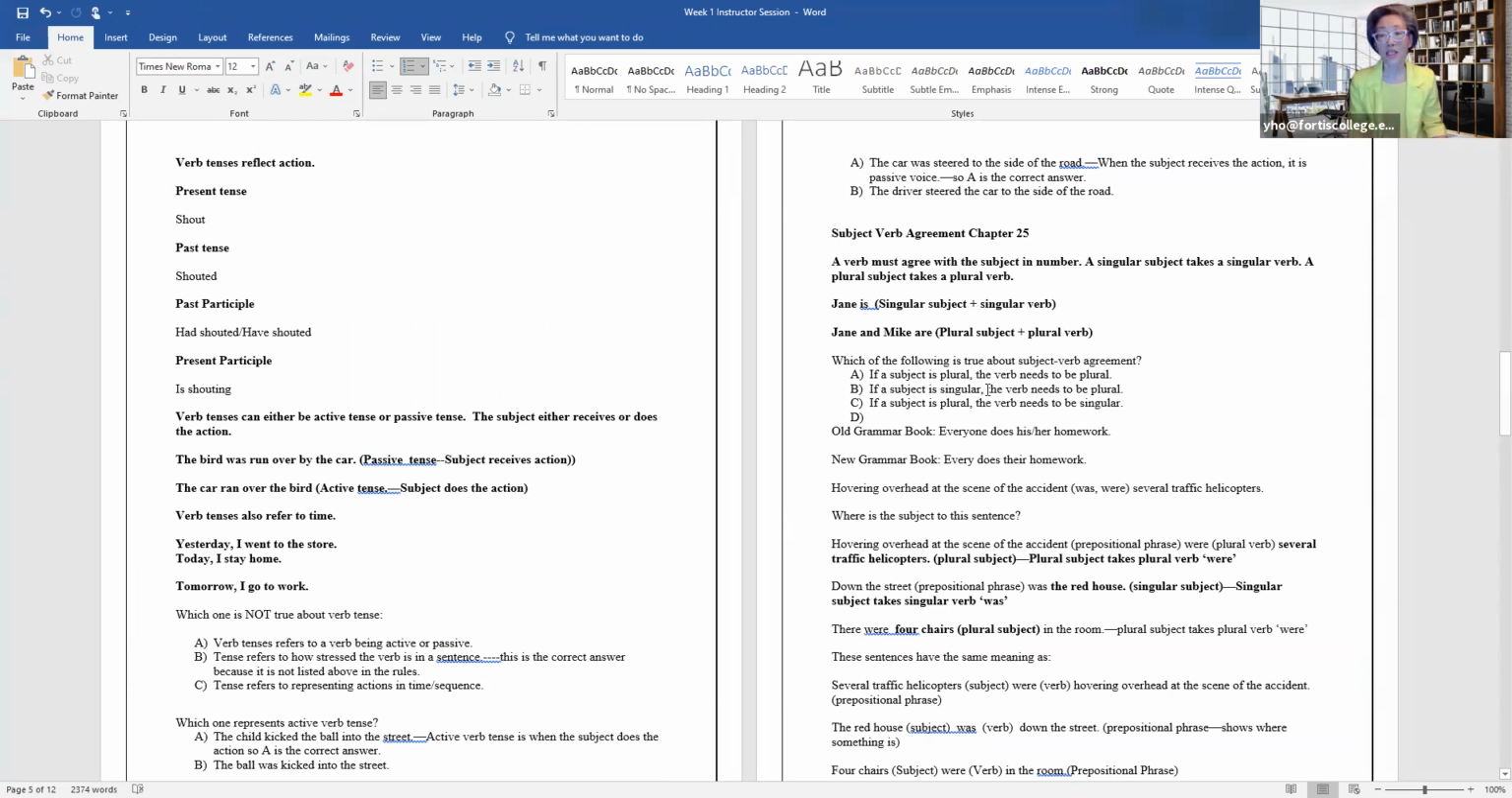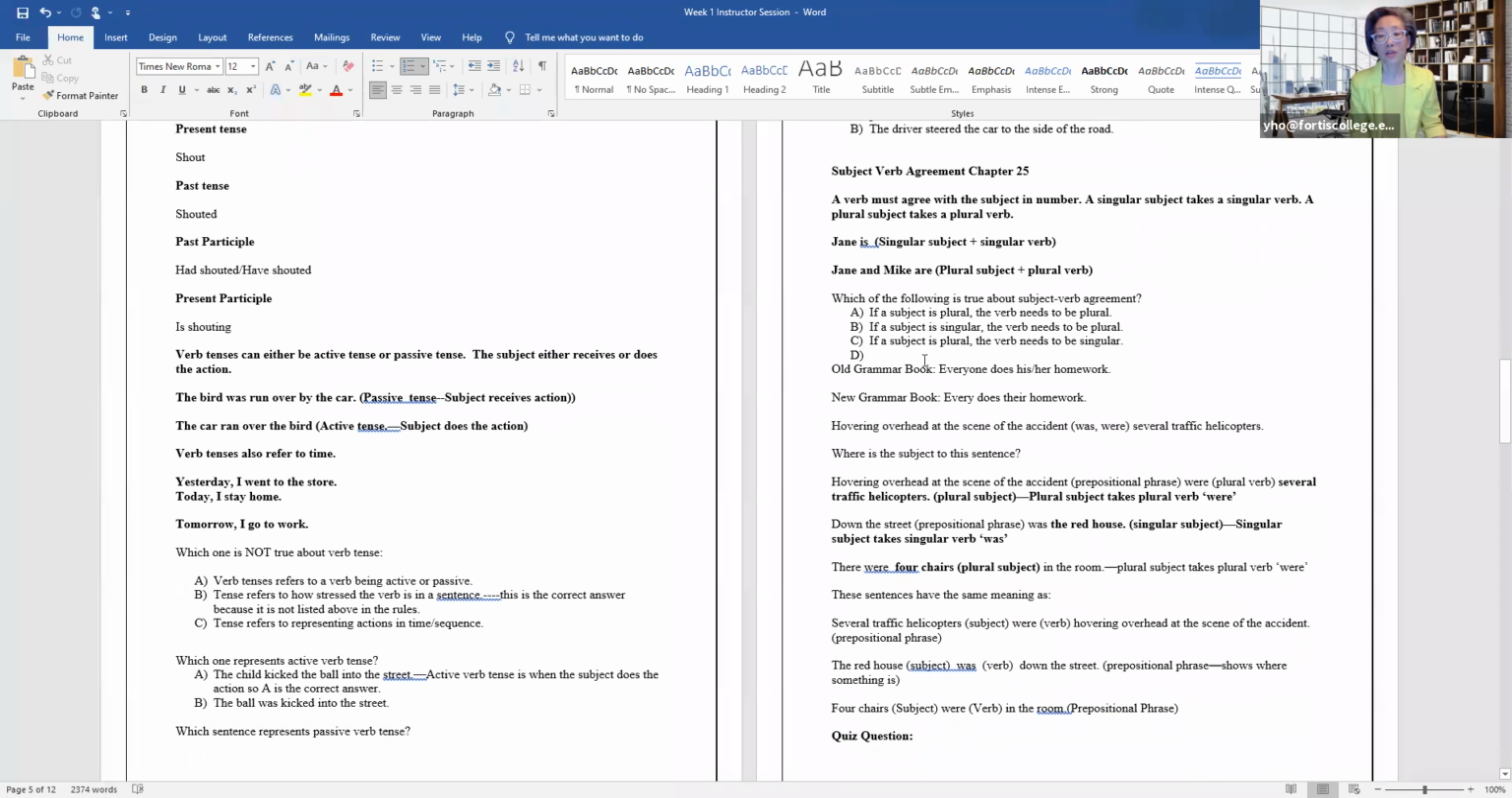Which of the following is true about subject-verb agreement? Is it A, B, or C, since we did this already? Remember, plural subjects go with plural verbs. Singular subjects always go with singular verbs. So don't let them confuse you. This is an actual quiz question. Which is the correct answer? A, B, or C? A. A, yeah. If a subject is plural, the verb needs to be plural. So beware that they will try to confuse you here.